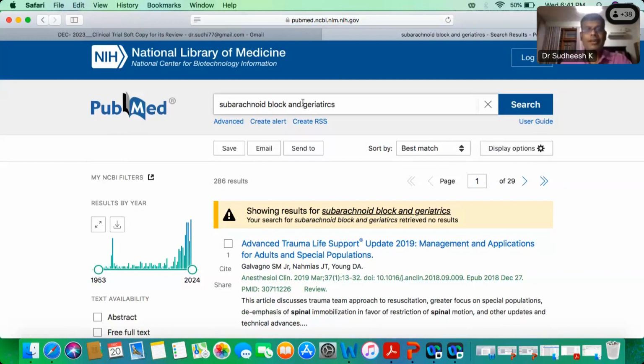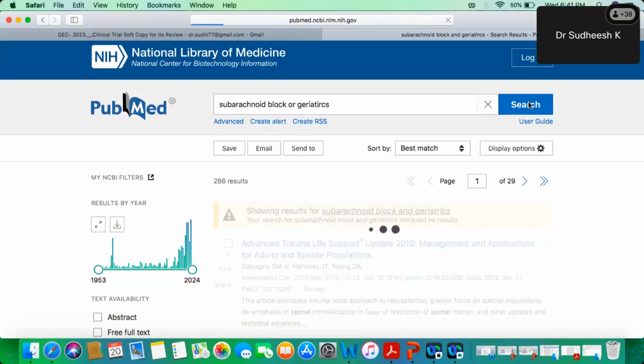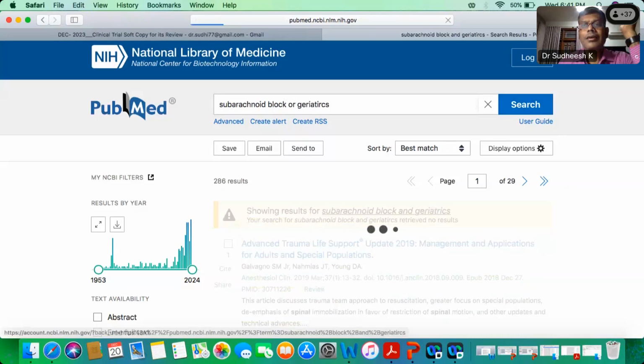So once I mention another Boolean word, that is OR, what will happen? I hope the screen is visible to all of us. Kamachi sir? Screen is well visible, sir.